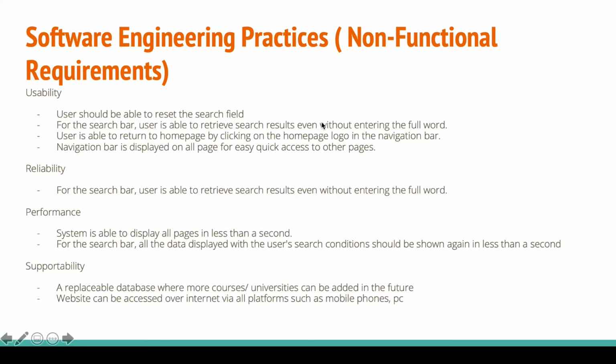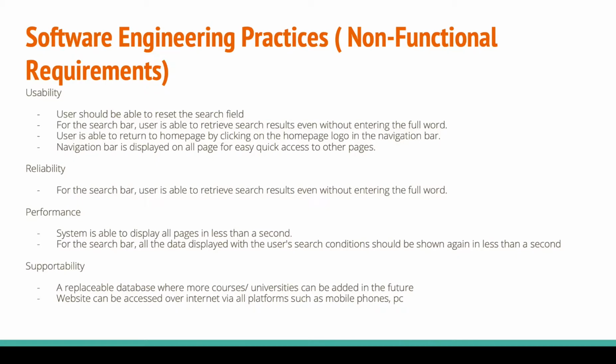Now let's look at the non-functional requirements or the software engineering practices that we have implemented. So under usability, we have actually considered few items such as for the search bar that I mentioned earlier, user should be able to easily reset the search field. Also, user should be able to retrieve the results without entering the full complete word. User is also able to return to the home page by just clicking on the home page logo in the navigation bar. This navigation bar is displayed on all the pages for the quick access to other pages.